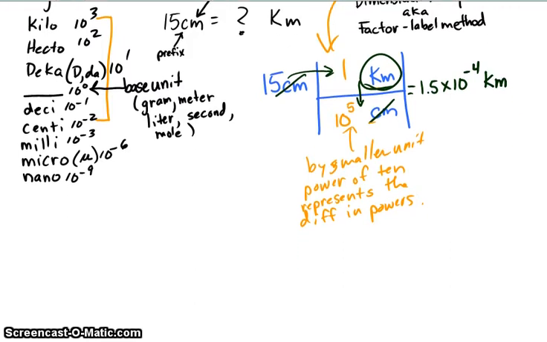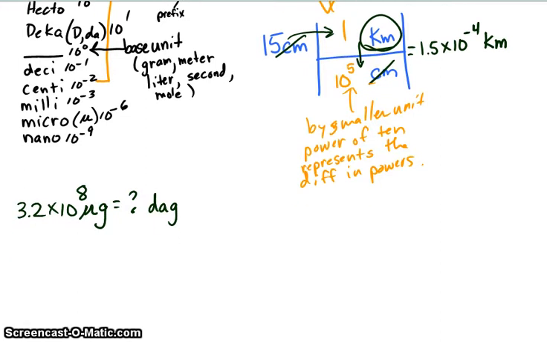All right, let's do some more examples. Okay, next example. Let's say we have 3.2 times 10 to the 8th micrograms. So there's the micro symbol, and G means gram. And we want to know how many decagrams. I'll use DAG, the most common way to do it, I think. So how do we do that?